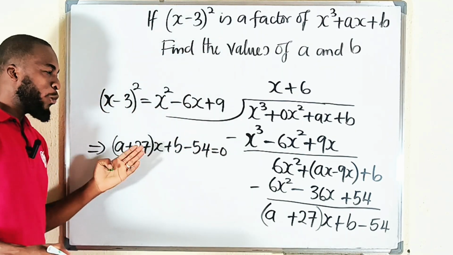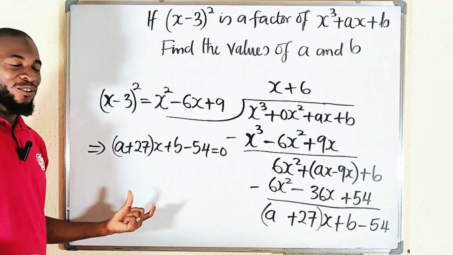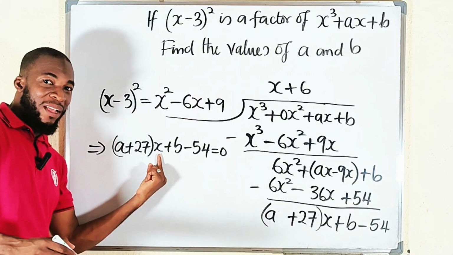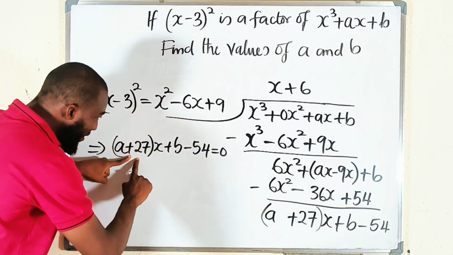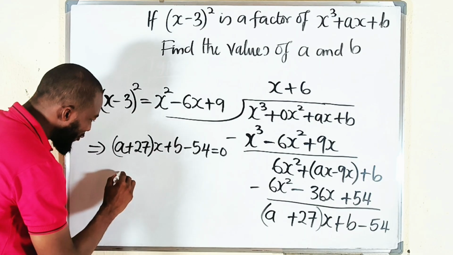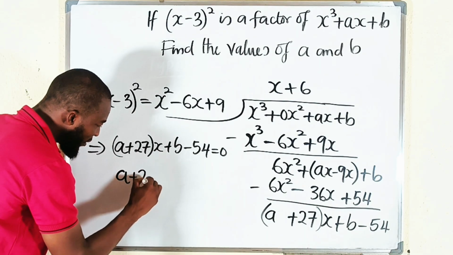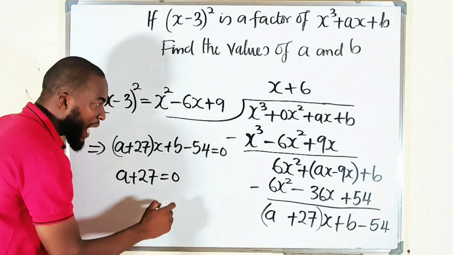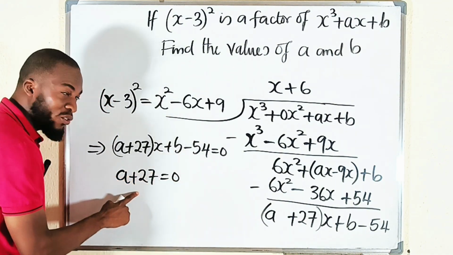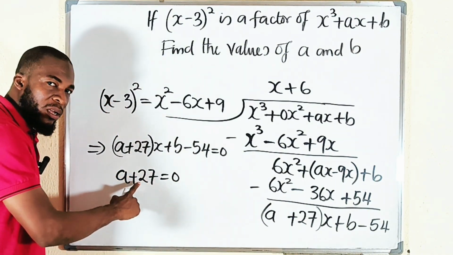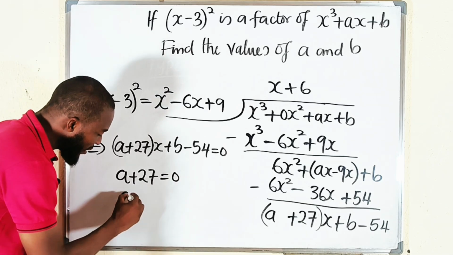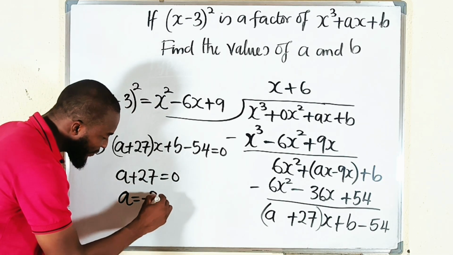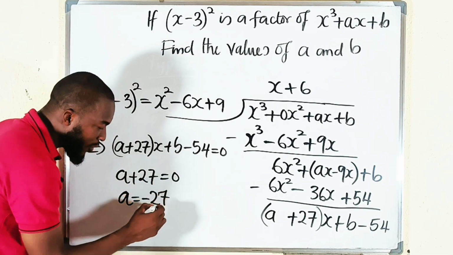And under which condition will this be equal to 0? For all values of x, it implies that this and this must be 0. So a plus 27 must be 0, and also this one. But let me finish solving this one. As you take 27 to the other side, it is going to become negative 27. So this is the value of a.